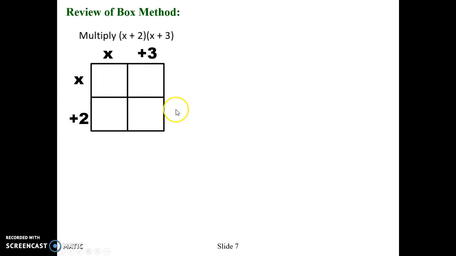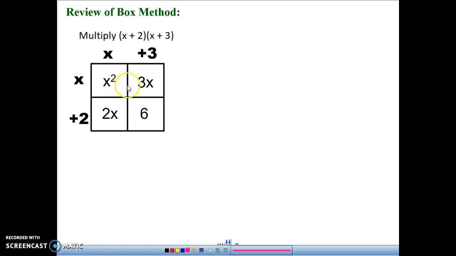And now I'm going to multiply. X times x gives you x squared. X times positive 2 is positive 2x. X times positive 3 is positive 3x. And a positive 3 times a positive 2 is positive 6. When you do that, we're going to have to combine our like terms right there.